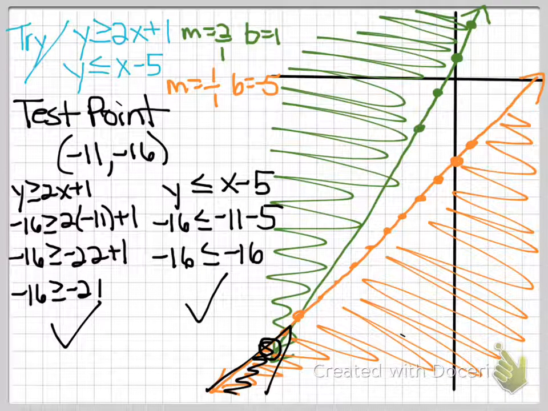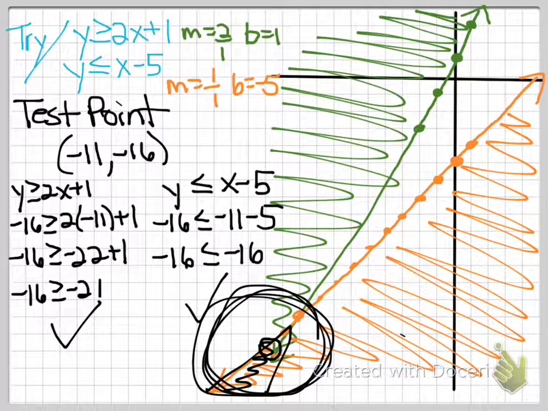Okay, here is the solution. As you see, this one was a little bit challenging. The solution is all the way over here. That is where the two graphs intersect. I chose a test point of negative 11, negative 16. Both of my lines were solid, and that would be it.